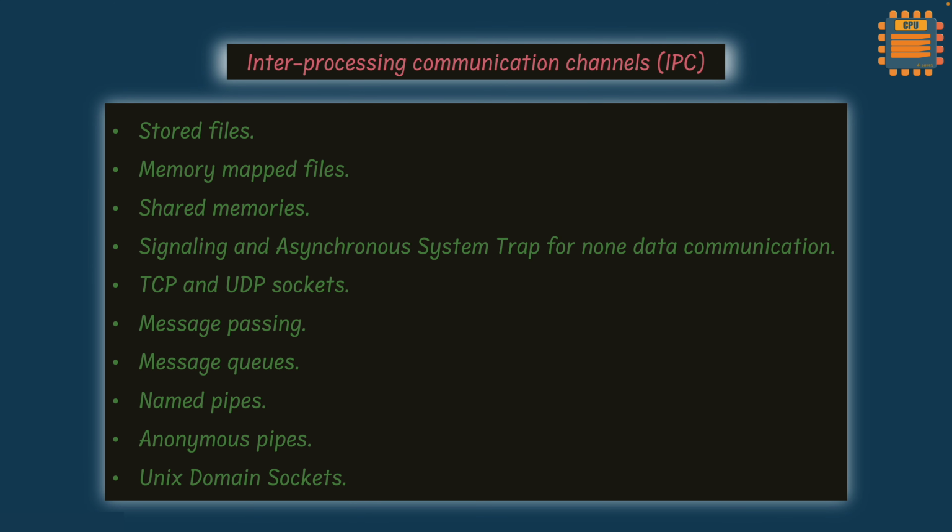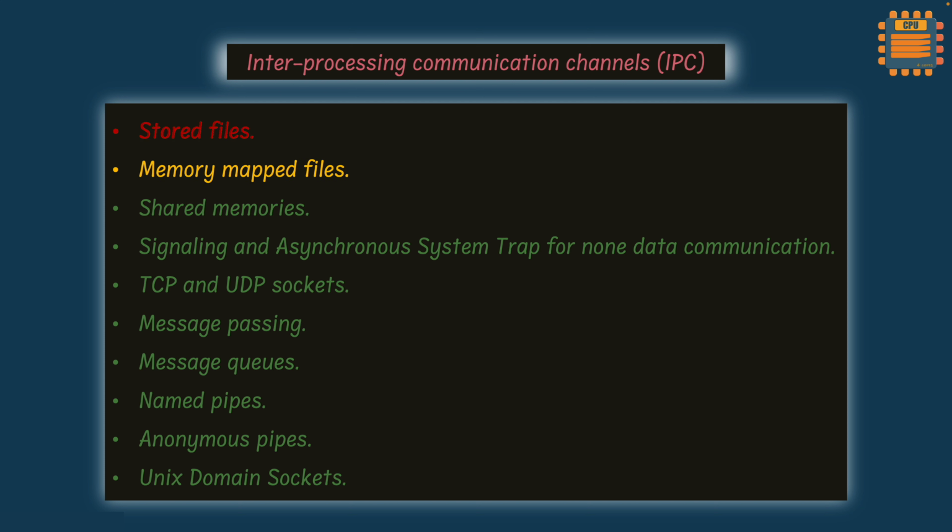The first type of an IPC channel uses stored files. Stored files typically refer to data stored in a file system on storage devices such as a hard drive. In this IPC, one process writes data to a file and another process reads from the very same file. This method is simple and widely used, but it may not be as efficient as other IPC methods, especially when frequent communication is needed.